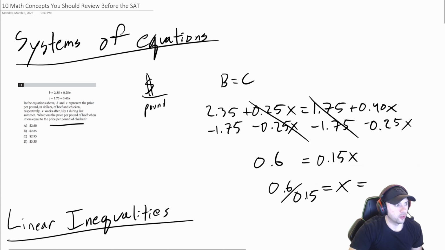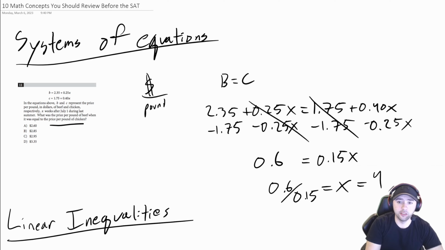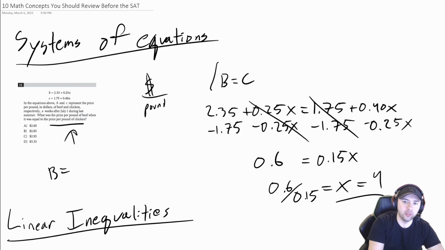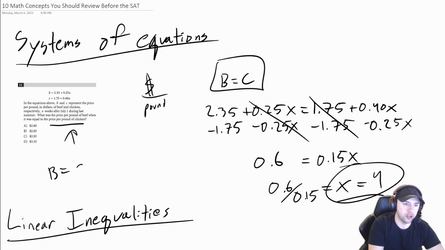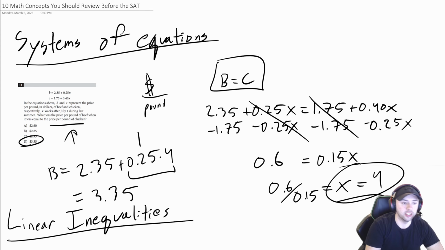Now, we'll plug that into a calculator, and we get 4. So let's notice, though, that we solved for x and not what we originally asked for, right? We're asked for what is b equal to when b equals c. So now we're going to take that x value and plug it back into the equation, 2.35 plus 0.25 times 4. And if you remember that a quarter times 4 adds up to $1, then this is basically 1. So we have 3.35, which is the answer choice D.